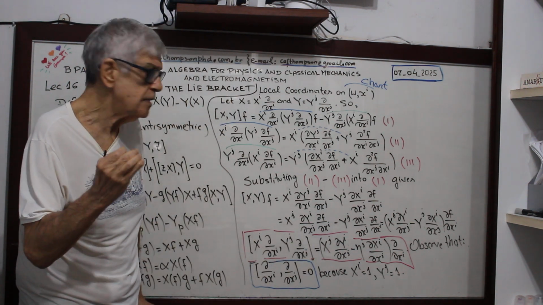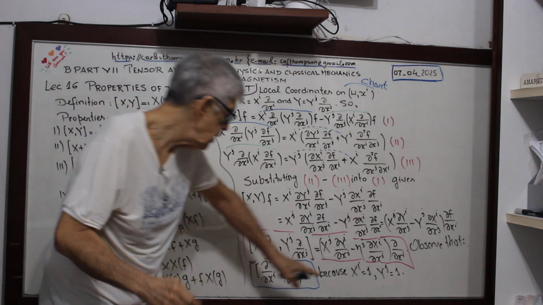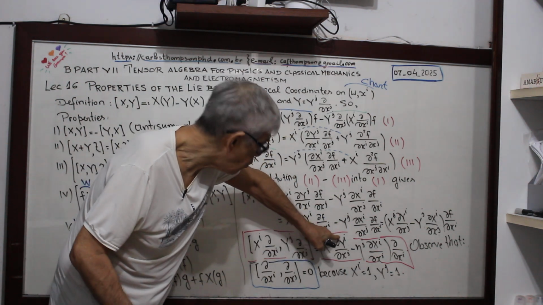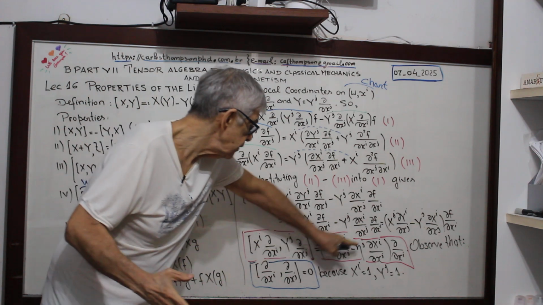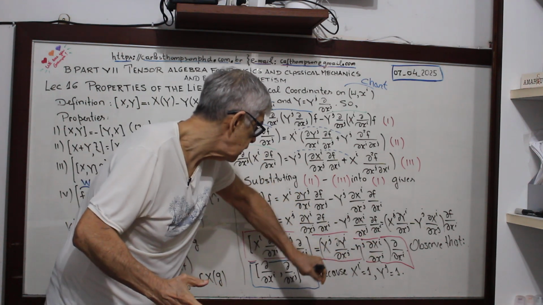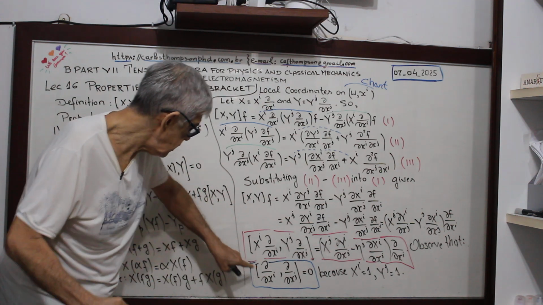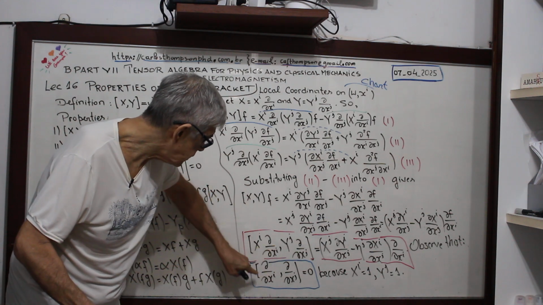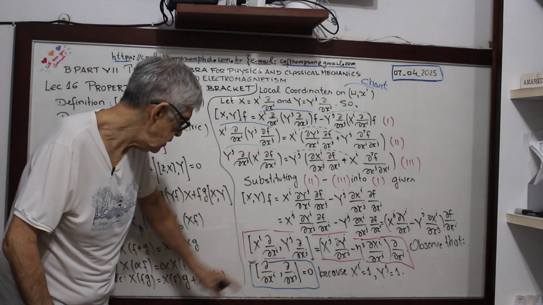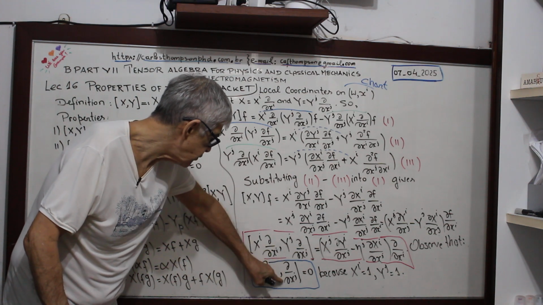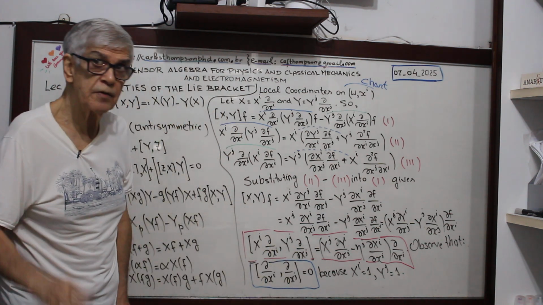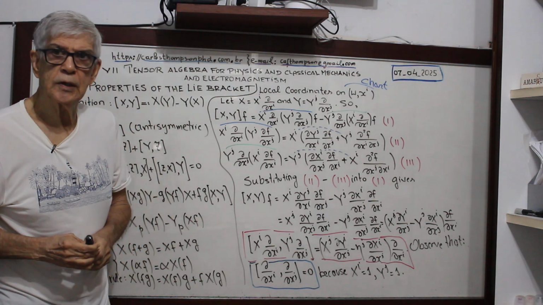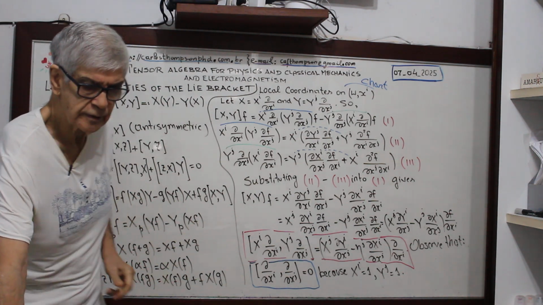Now the particular case in which X^i is equal to 1 and Y^j is equal to 1: the partial of 1 is 0, and this is also the partial of 1, so it is 0. In this case, the Lie bracket of the basis, partial x^i and partial x^j, is equal to 0. This is a very important relation when you talk about curvature. That's it.